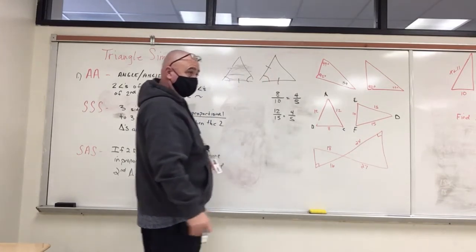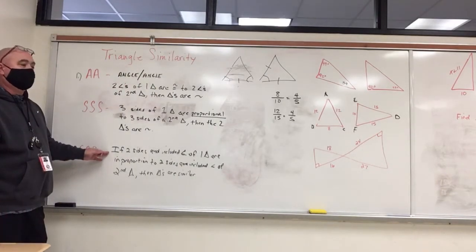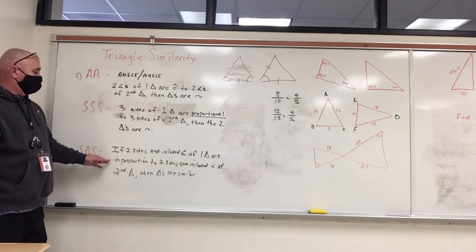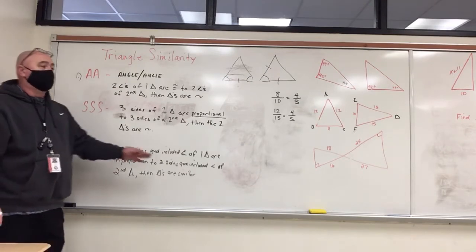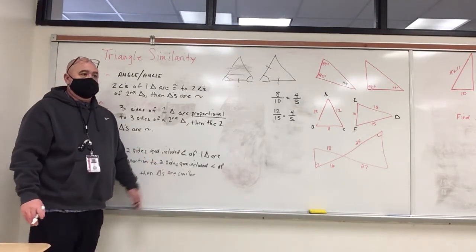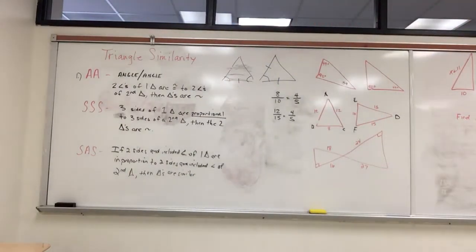It says this: if two sides and the included angle of one triangle are in proportion to two sides and the included angle of a second triangle, then the triangles are similar. So all we got to do is show two angles are congruent to each other, and two sides are in proportion.